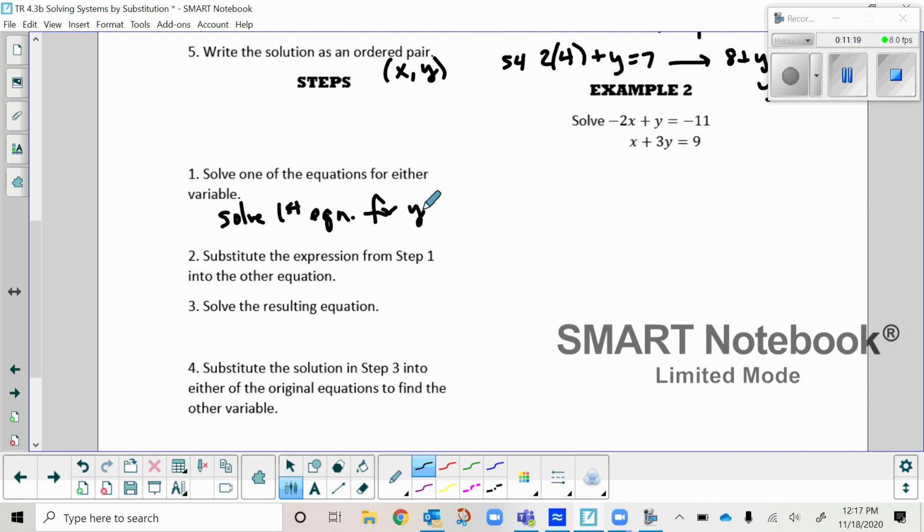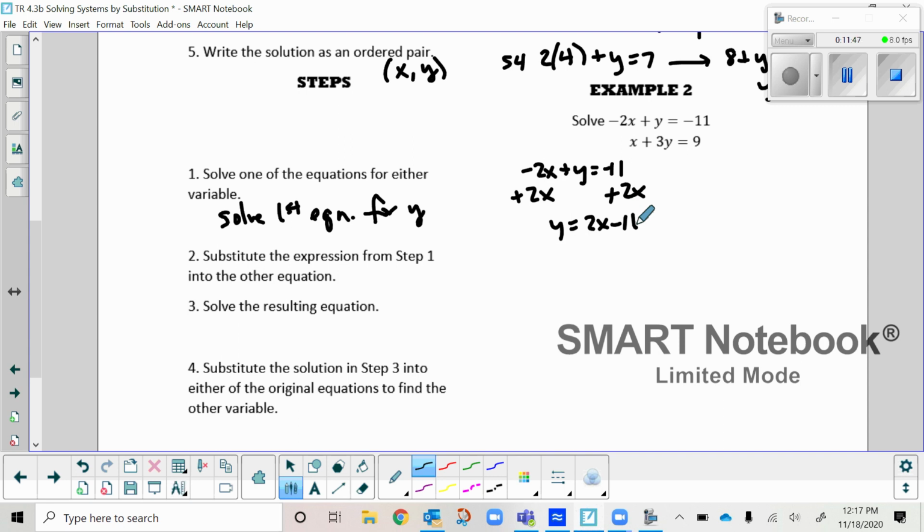So for those of you who did the second equation for x, your work is going to look different from mine for a little bit, but as long as your math is good, we all get the same answer. Okay? So solving the first equation for y looks like this. You add 2x to both sides and get y equals 2x minus 11.